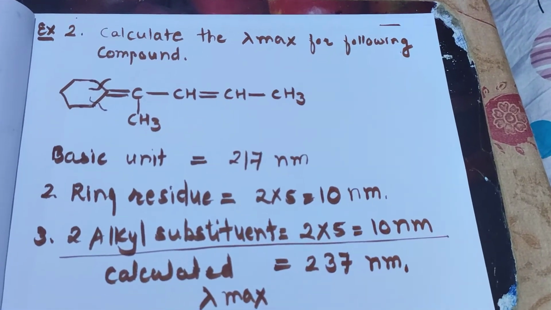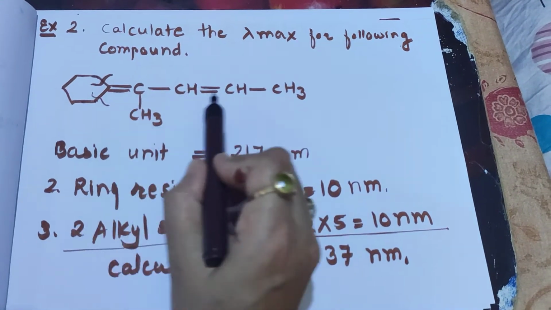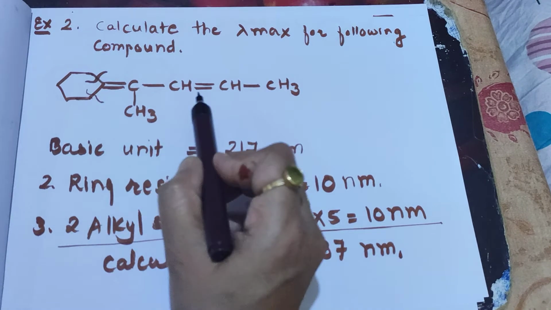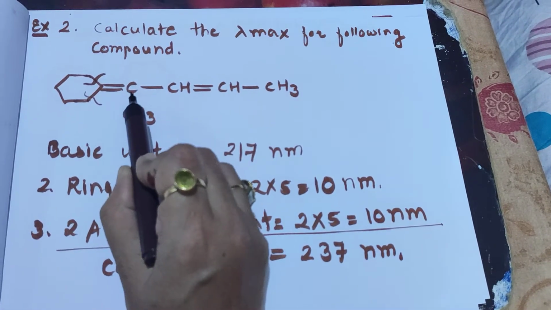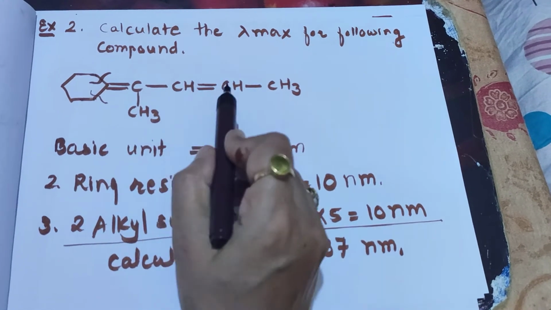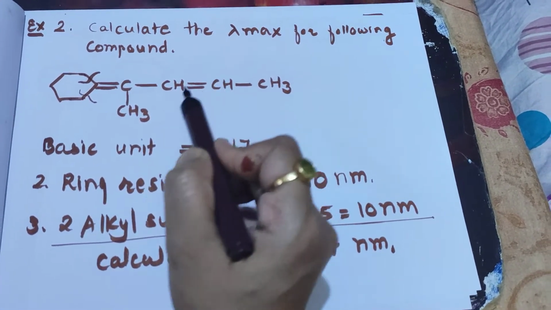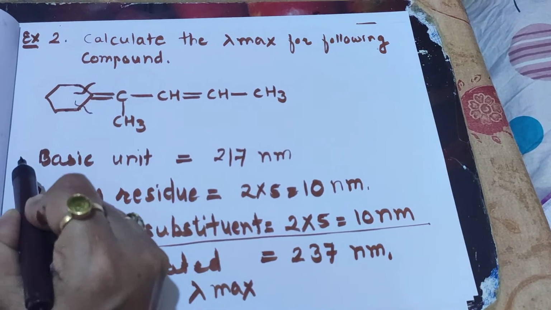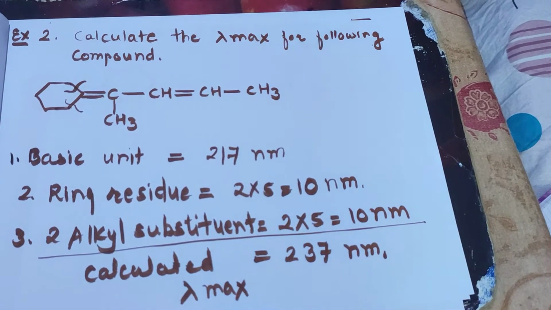Calculate the lambda max for the following example. This is the structure of the compound, right? Now if you observe the structure, we can see that this butadiene system is present out of the ring. So we'll consider this system as an open chain system. So while calculating the lambda max value, the basic unit will be considered as 217 nanometer.